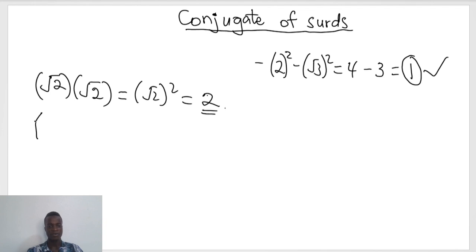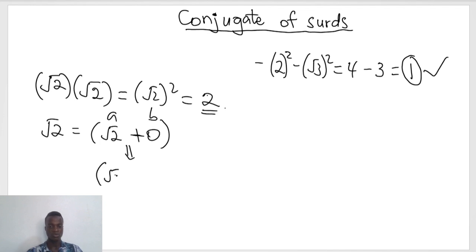So if you have square root of 2, right? Square root of 2 alone. Let me clean this one. So square root of 2 alone can be written as square root of 2 minus 0 or plus 0. Let me do plus 0, or it can be minus 0. You don't care, because plus 0 there, we don't even write it, right? So to find the conjugate, if this is your a and b is your 0, the conjugate will be what? Root 2, just change the middle sign, minus 0.